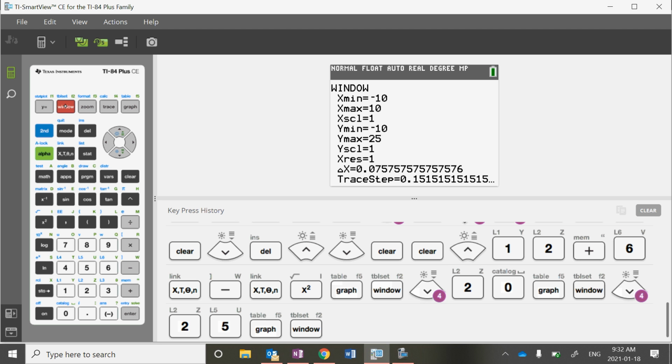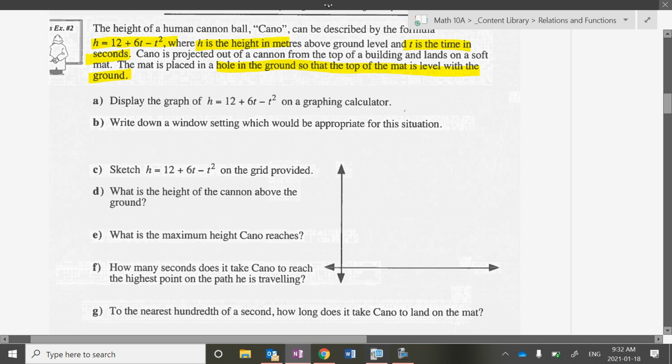Okay, so question 1 in your workbook, write down your window settings. I just walked by and I think I saw everyone's. So your window settings might be slightly different than mine. That's totally fine.